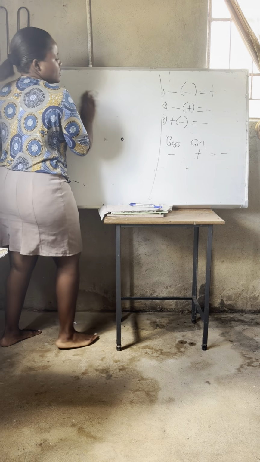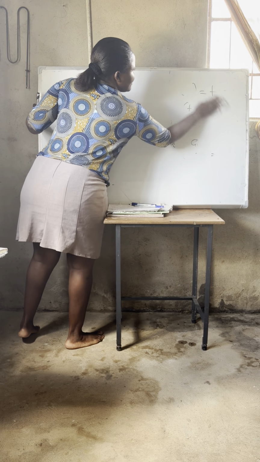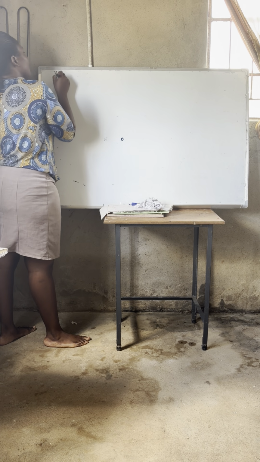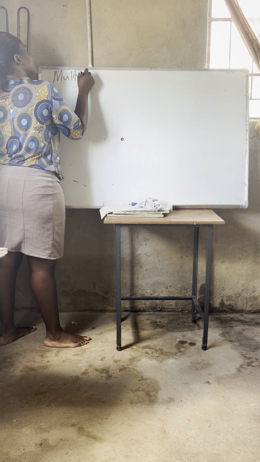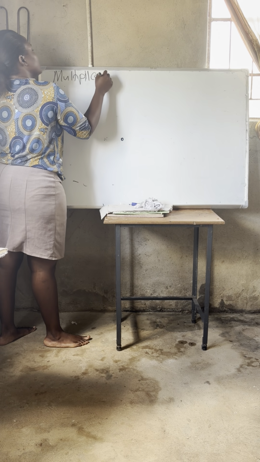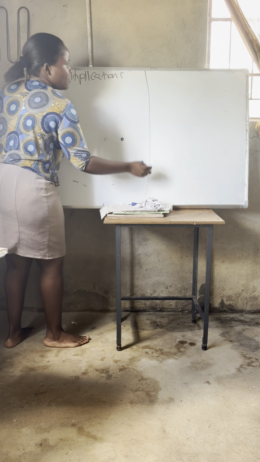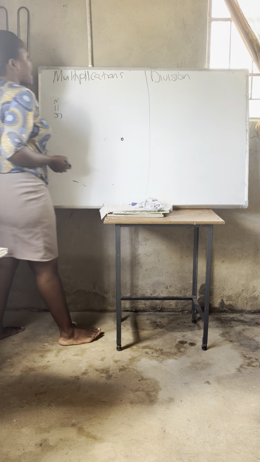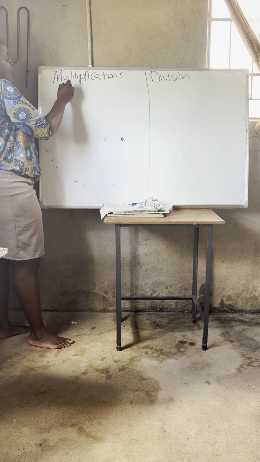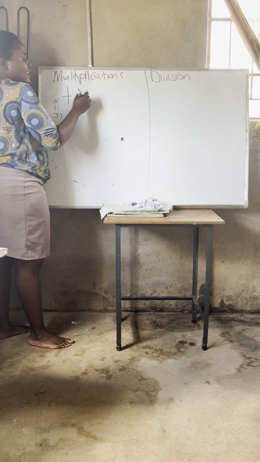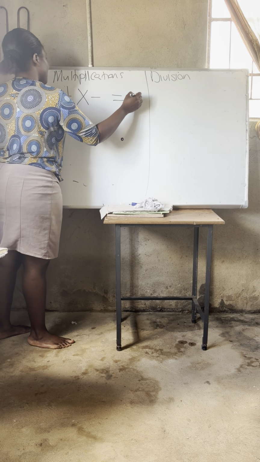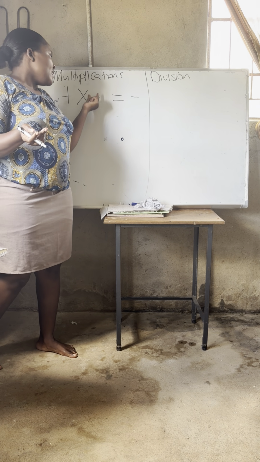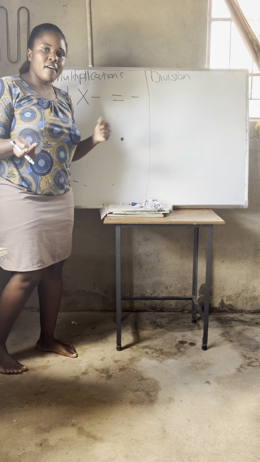Now let's move on to multiplication and division. I am going to write multiplication here. Then on that side, I'm going to write division. All right. A positive number times a negative number, we get a negative. The rule applies for boys and girls. A boy, a girl, a boy, a boy, right?